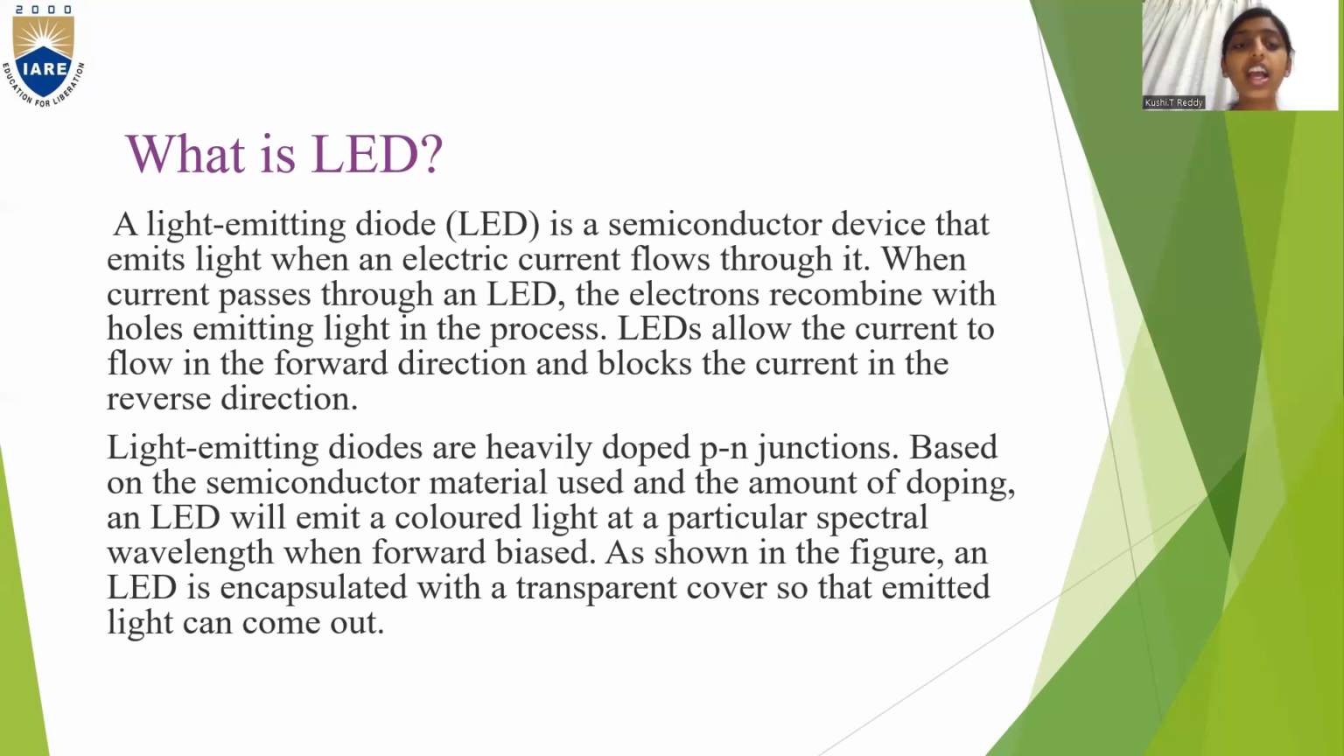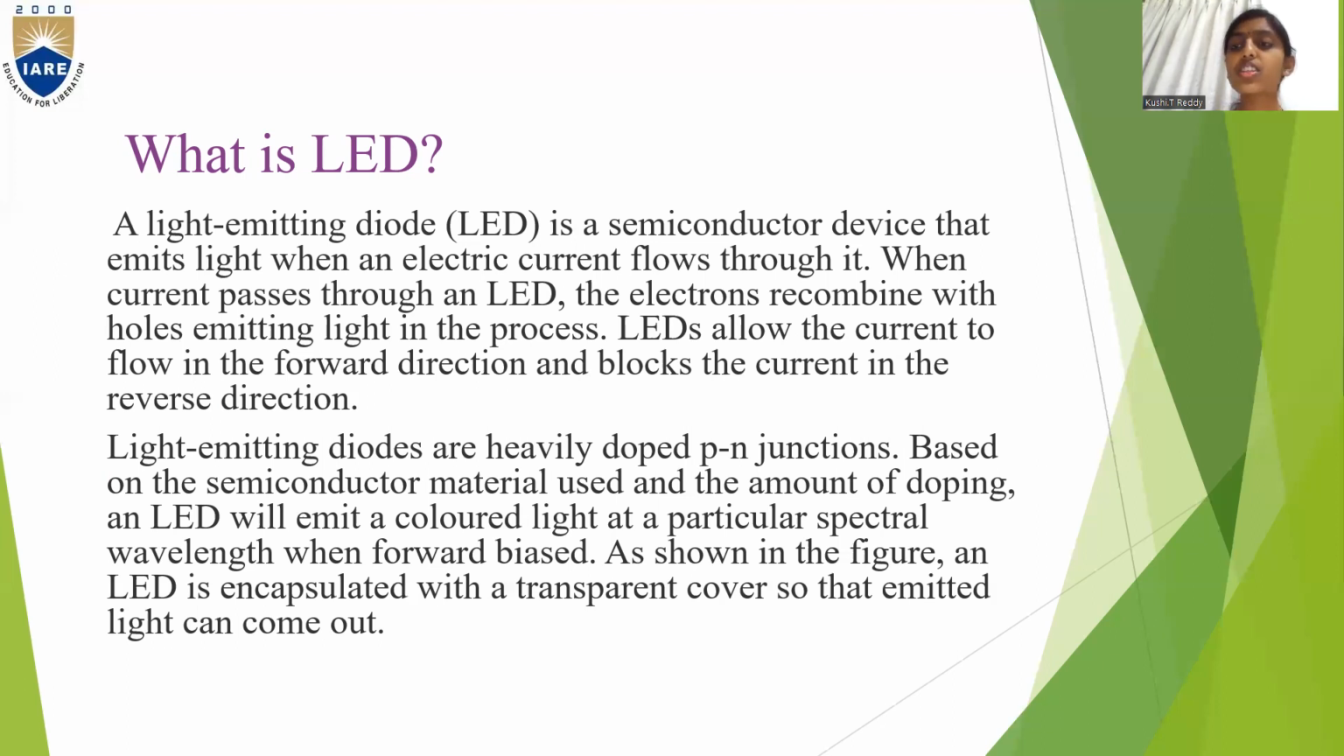So from this slide, you have to make sure about some of the important points: a light emitting diode, that is LED, is made up of a semiconductor device and it only works when the current flows through it. An LED is always forward biased, and the current is allowed to flow in only the forward direction, and the current flowing in the backward or reverse direction is blocked. And light emitting diodes are nothing but heavily doped PN junction diodes.